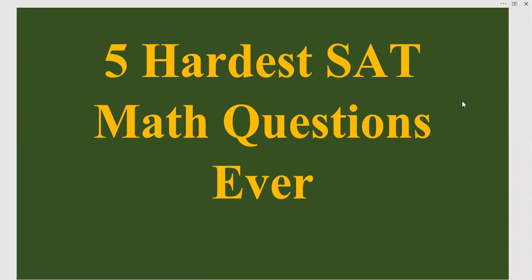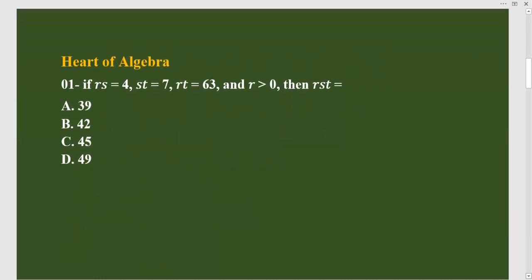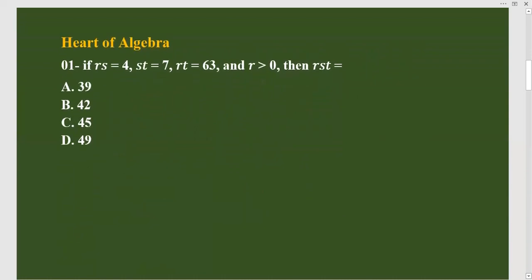So moving to question number 1, I would like to tell you something. This is question number 1 that has been asked in the SAT exam, part of algebra. It says that if rs is equal to 4, st is equal to 7, rt is equal to 16, and r is greater than 0, then how are you going to find rst? So what exactly are you doing? Take 30 seconds and do it yourself, or pause the video.